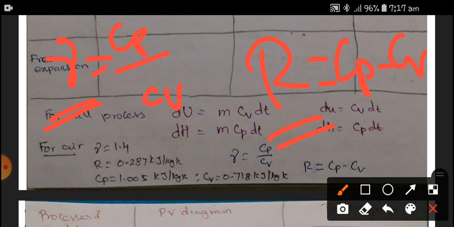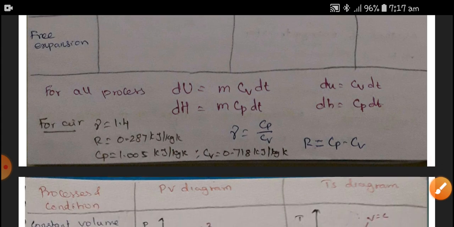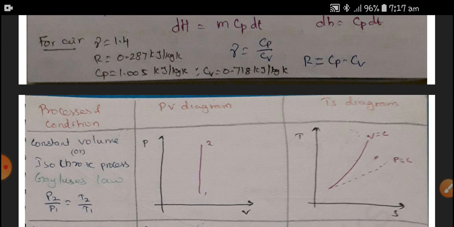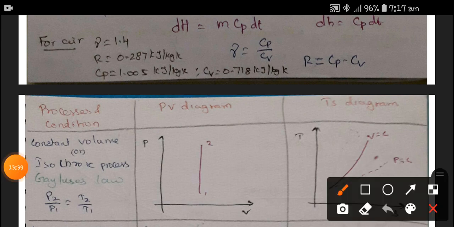And now we are going to discuss the processes and conditions and their PV and TS diagrams. First, it is a constant volume process, or an isochoric process.